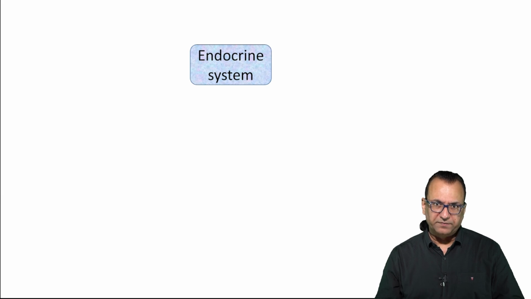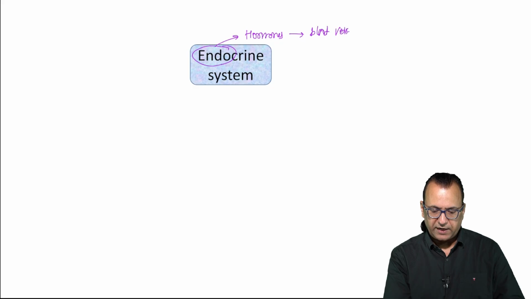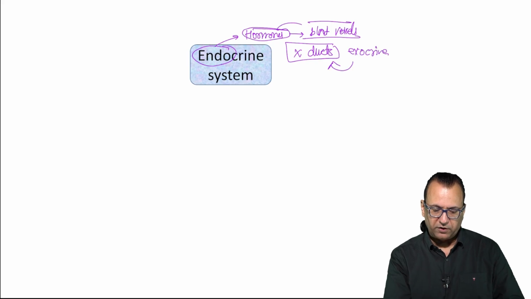Endocrine system. As the name suggests, the secretions, which are basically the hormones, will be secreted directly into the blood vessels. So the name endocrine means they are not using ducts. Normally the glands will be exocrine if they are using ducts, and if they are putting the secretions into the blood directly, then endocrine.